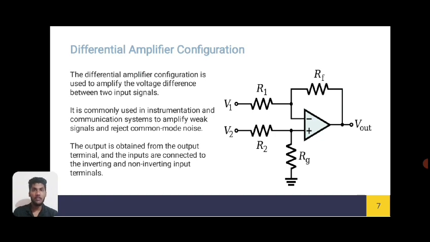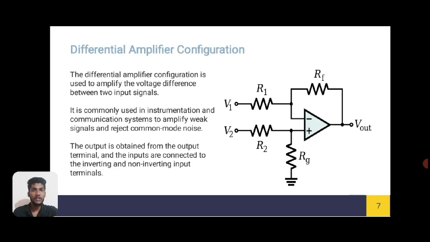Differential amplifier configuration. The differential amplifier configuration is used to amplify the voltage difference between the two input signals. It is commonly used in instrumentation and communication systems to amplify weak signals and reject common mode noise. The output is obtained from the output terminal and the inputs are connected to the inverting and non-inverting input terminals. You may see in the diagram, V1 is connected to R1 and V2 is connected to R2 through RF and RG.